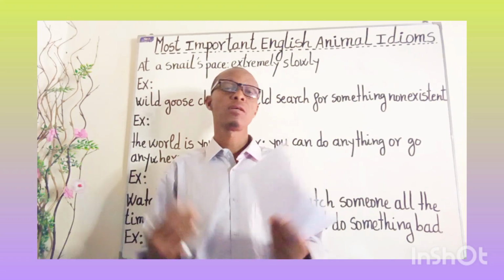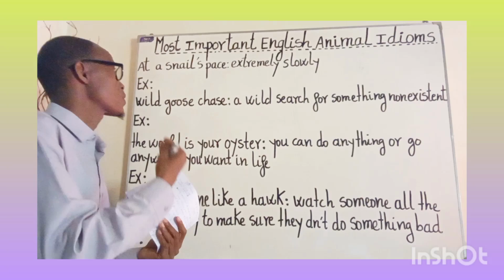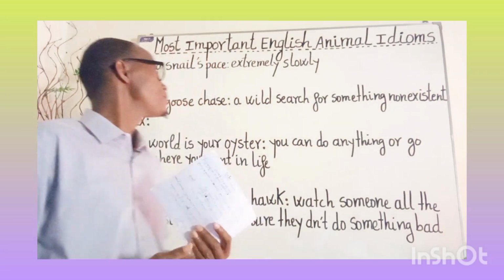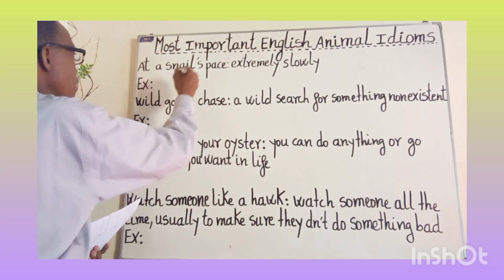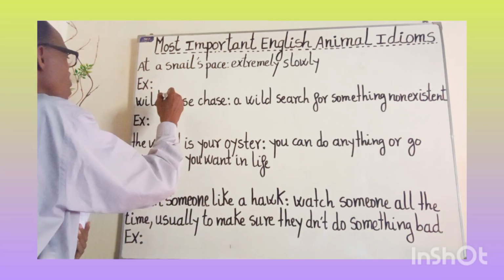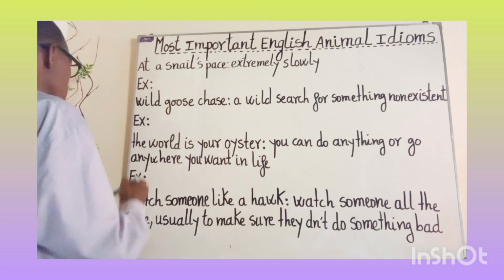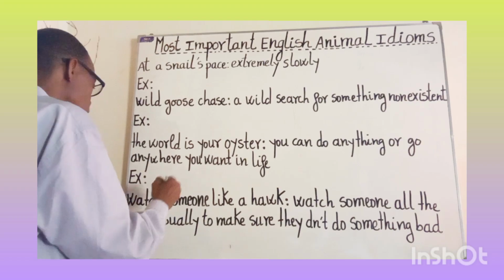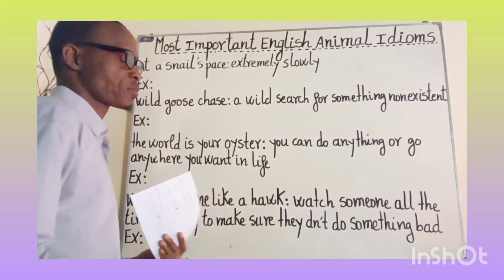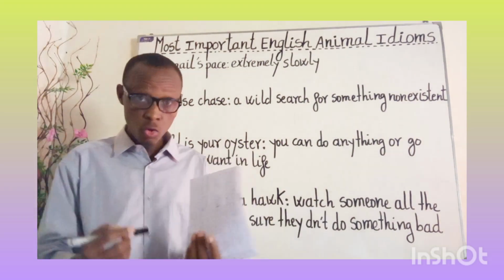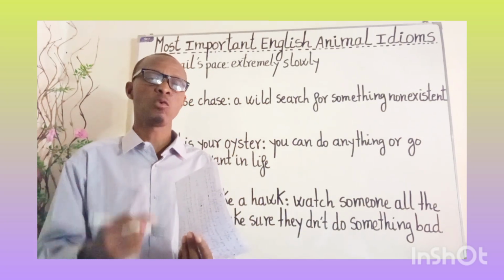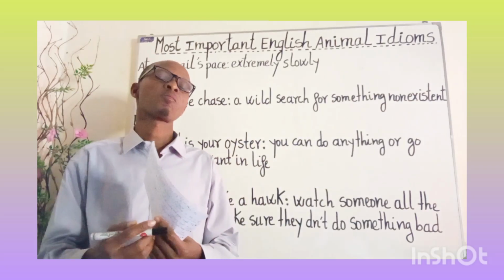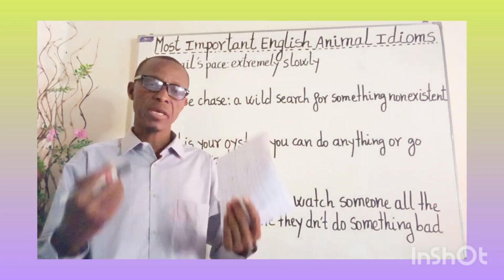And in this lesson, I'm going to talk about the most important English animal idioms, like at a snail's pace, a wild goose chase, the world is your oyster, and watch someone like a hawk. After that, as usual for each idiom, I will give you its meaning, then I will use it in a sentence to illustrate it. Without more ado, let's begin.